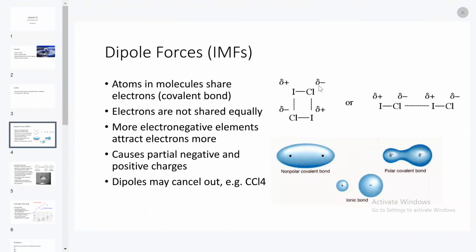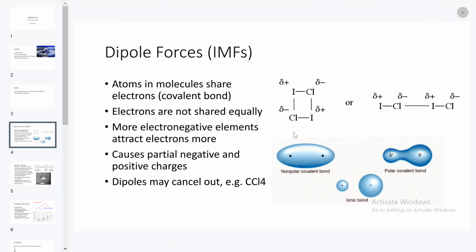You can see the negative charge on the chlorine attracts the positive charge on the iodine, and same here, right? And you might think that this positive charge would also repel this positive charge, right? But this charge is farther away. Because it's farther away, the force of repulsion is not as strong as the force of attraction, okay?